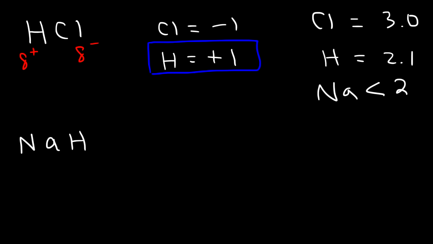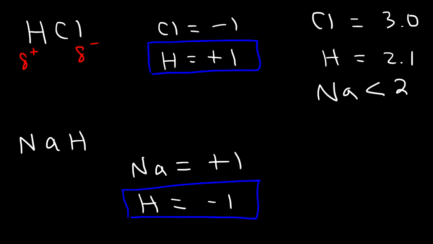Now what about in sodium hydride? Well, we know that sodium is an alkali metal, which always has a +1 charge. So therefore sodium is going to have an oxidation state of +1. But hydrogen has an oxidation state of -1. Typically, when hydrogen is bonded to a metal, it usually has a -1 oxidation state.